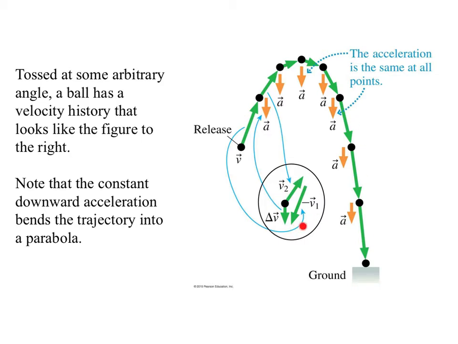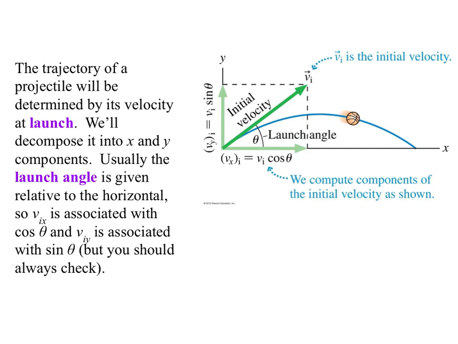Down here they show you how you could have a downward acceleration even though you have velocity vectors as different things, because delta v is v2 minus v1, so tip to tail that's v2 minus v1. And we get that. The trajectory of a projectile is determined by its velocity at launch.